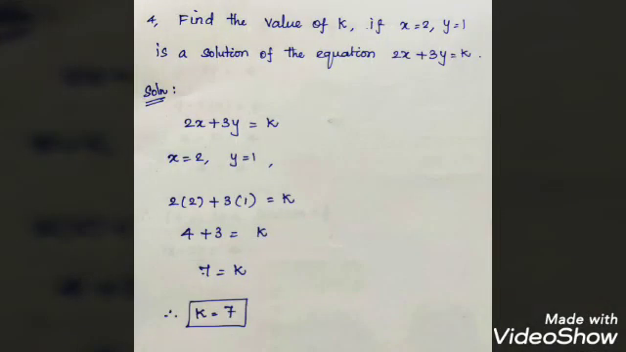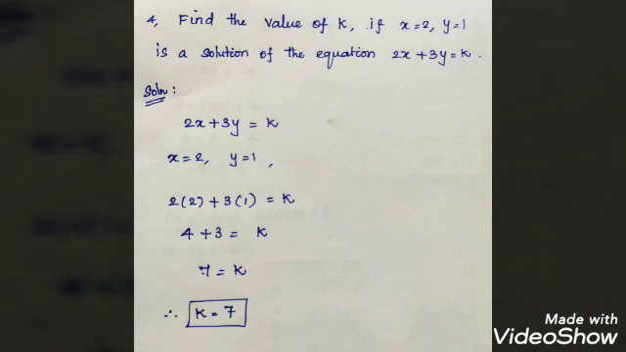Next, this is an important question, fourth question. Find the value of k if x equal to 2, y equal to 1 is a solution of the equation 2x plus 3y equal to k. The same thing: they gave an equation and x and y values, and we are going to find the value of k.